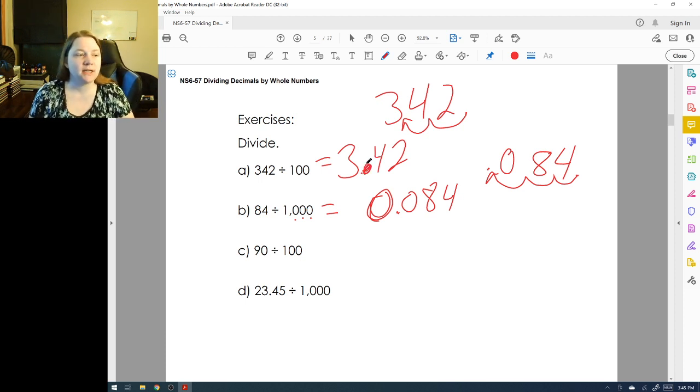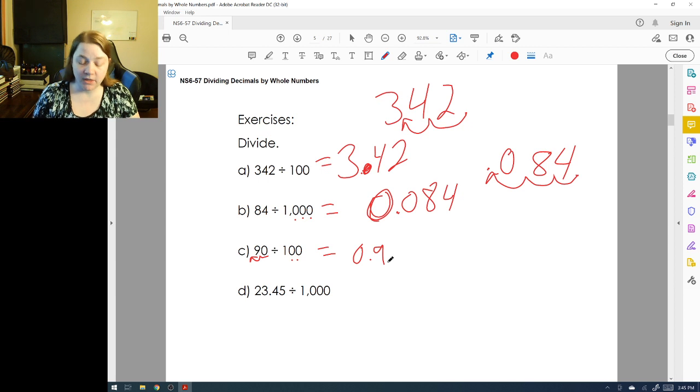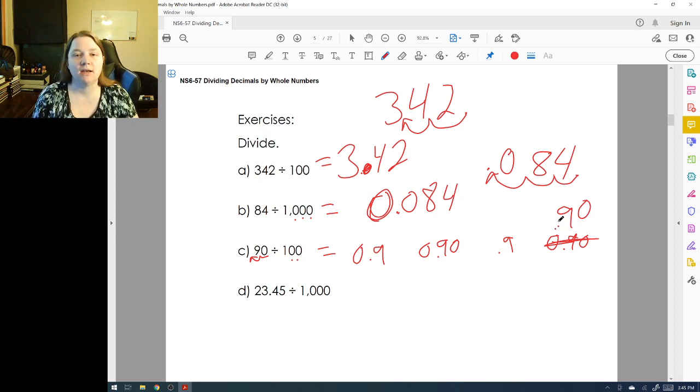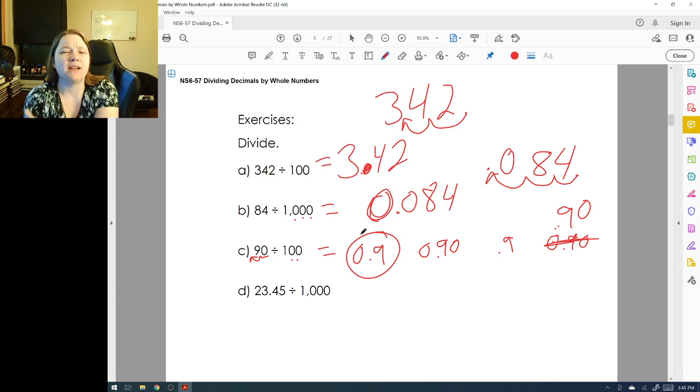When we look at letter C, 90 divided by 100, we're going to end up moving that decimal 2 spaces to the left for an answer of 0.90, or 0.9, or .90. All of these all mean 9/100. The most mathematically correct and clear one would be 0.9. If there's nothing before the decimal, you normally put a 0, but all of those all mean the same thing.